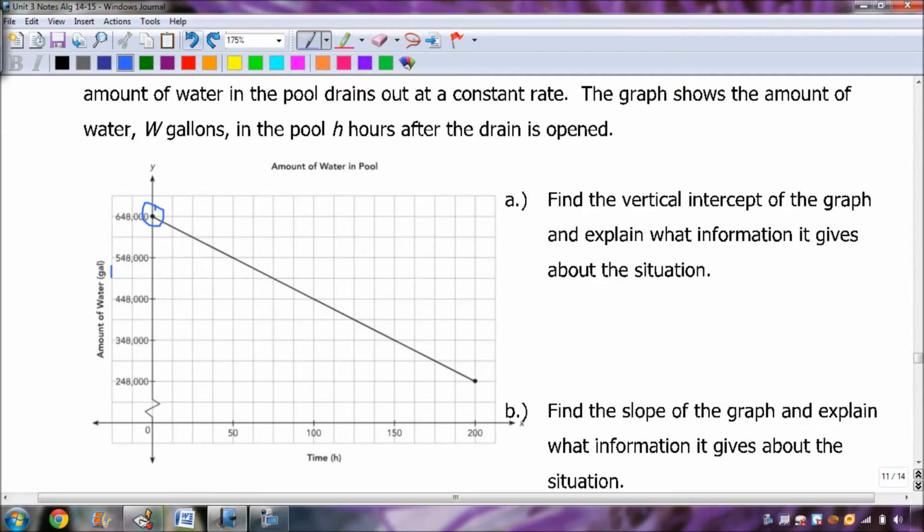Remember, your y-intercept is always your initial amount. So the pool initially had 648,000 gallons of water in it.